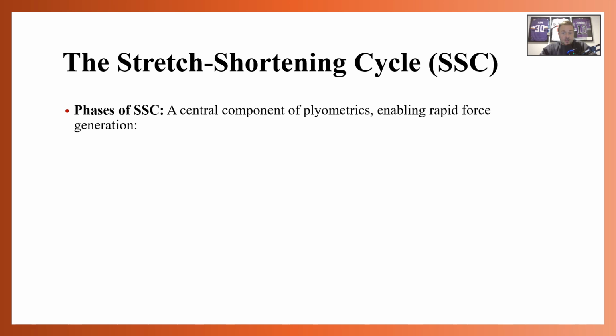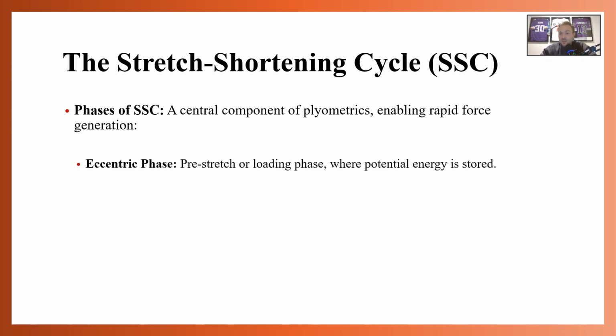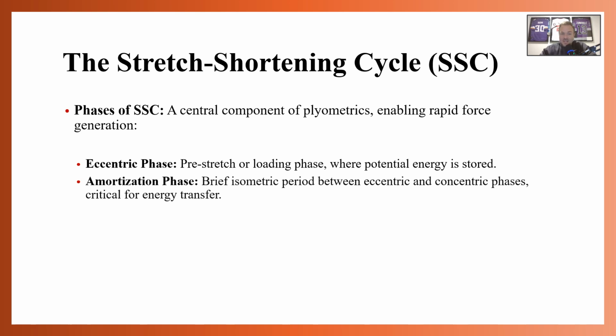There is something called the stretch shortening cycle, which is very important to understand. And it's a central component of plyometrics. It enables rapid force generation. Again, the three phases of a plyometric are going to be the eccentric phase, which is a pre-stretch or loading phase where potential energy is stored, an amortization phase, super important to understand this, which is a brief isometric period between eccentric and concentric phases, critical for the transfer of energy.